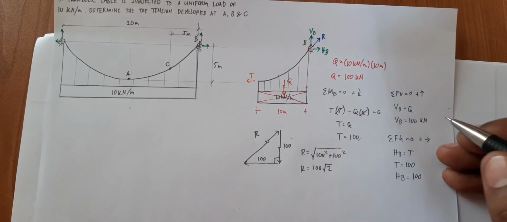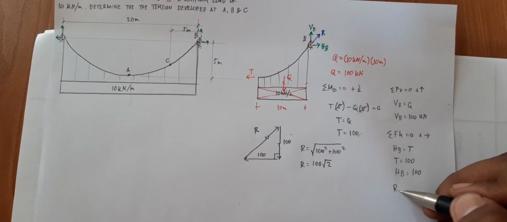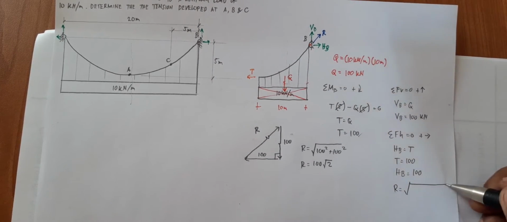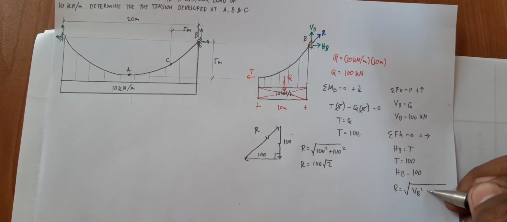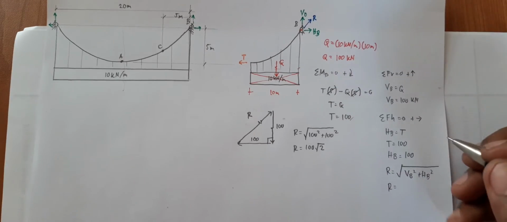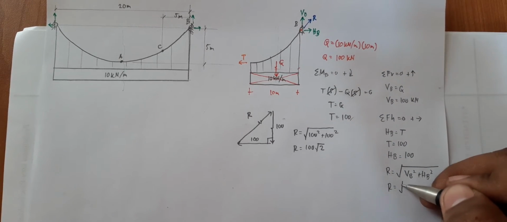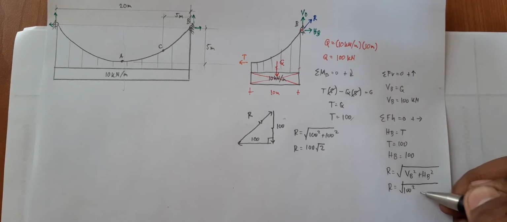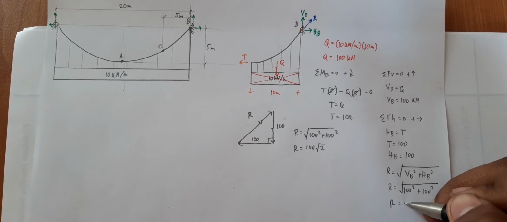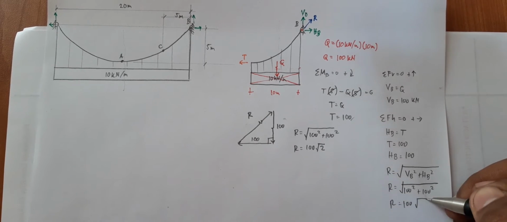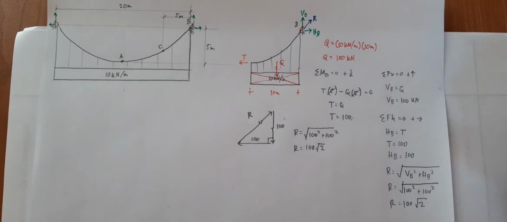Then calculating for resultant R, again, that would be Pythagorean theorem. VB square plus HB square. So R is equal to what? The square root of 100 square plus 100 square. You would have R is equal to 100 square root of 2.